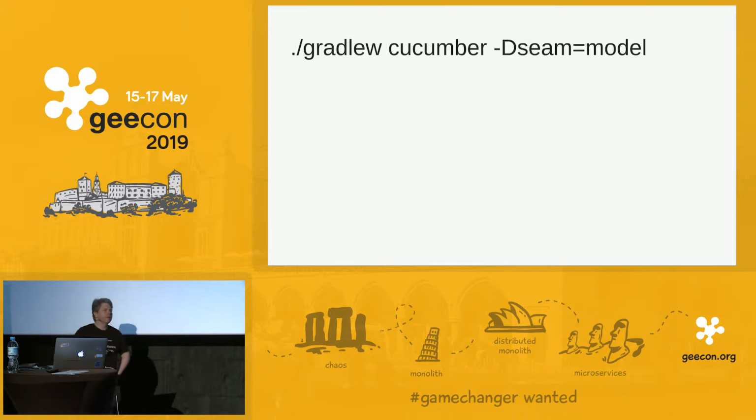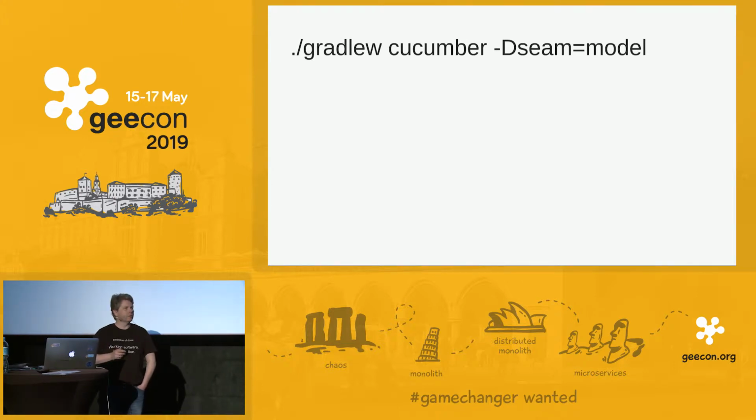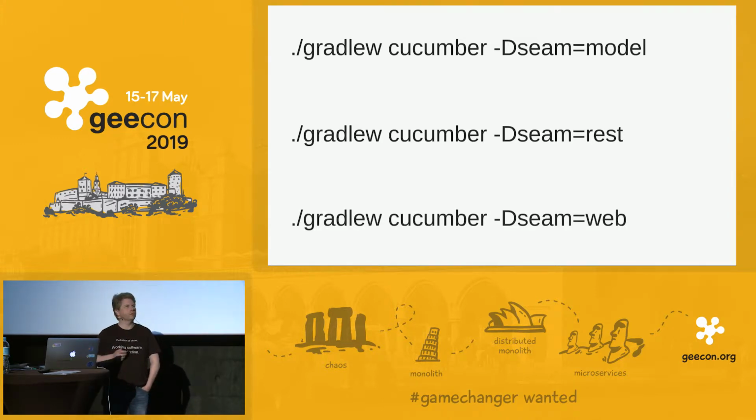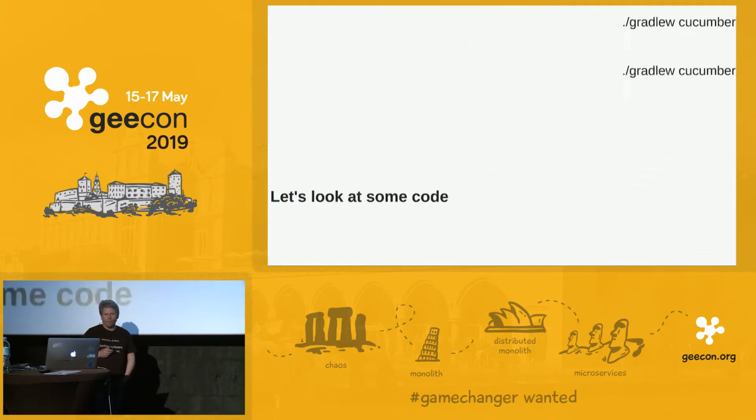The way I will run this later on is by specifying the theme I want to use. So in this particular case, I will run Gradle with the Cucumber plugin that I wrote that will allow me to run Cucumber in parallel. And I will specify that I want to use the theme model. I could also implement something that will use the theme REST. And finally, I could call it and say, hey, connect to the system on test using the web application. I don't really care how you do it, but please do it. So that's the goal here.